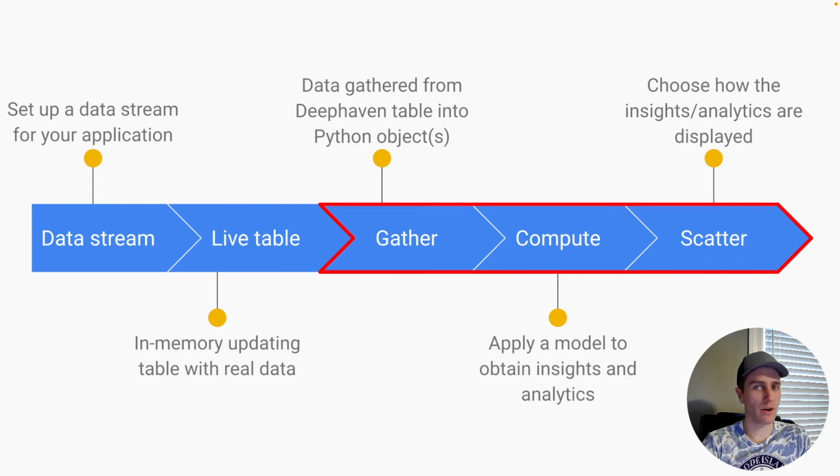Lastly, there's the scatter operation. Deephaven Learn allows you to decide how you want results to be displayed. It's the final piece of the puzzle when creating data science, AI, and ML solutions. I'll be covering each component of this design concept in a later video in this series. In those subsequent videos, I'll go into greater detail on how each piece of this puzzle works in practice.